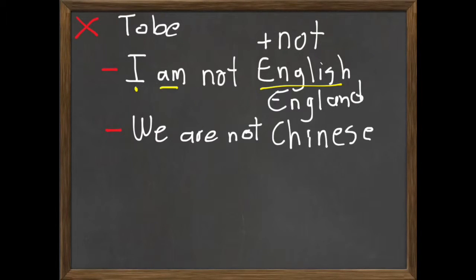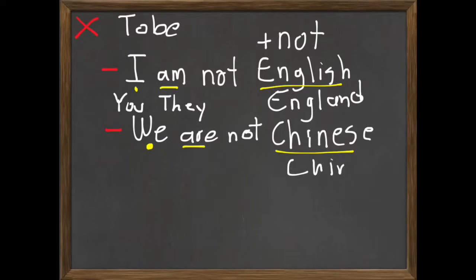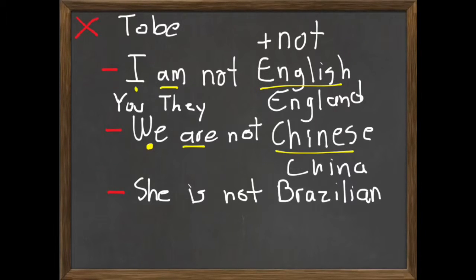Another example, we are not Chinese. Are being the be conjugation for we. You can remember that are is used for you and they as well. Chinese being a person who comes from China. Another example, she is not Brazilian. Again, is the she conjugation for the verb to be. And as you can remember, is used for he and it, while Brazilian is a person who comes from Brazil.